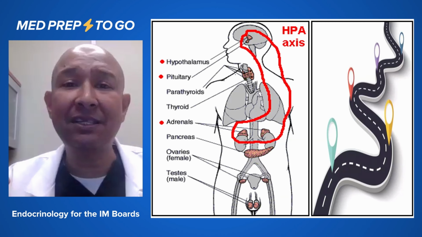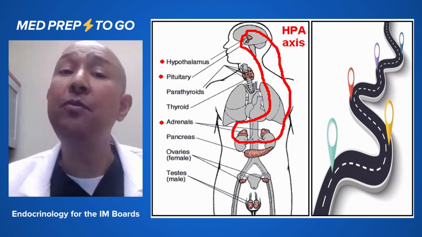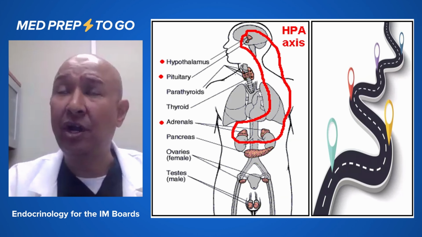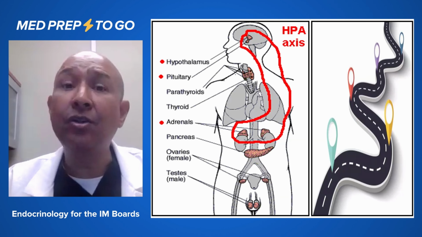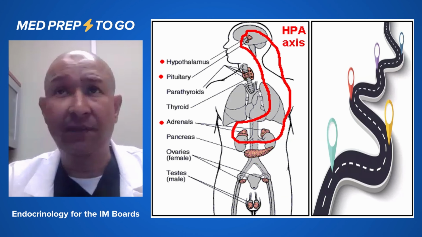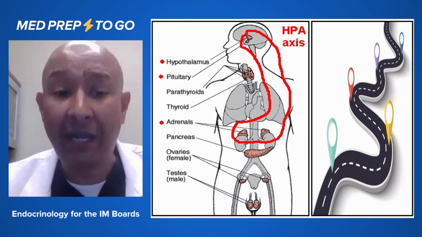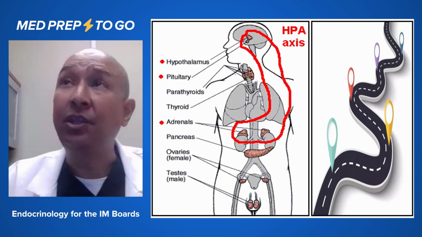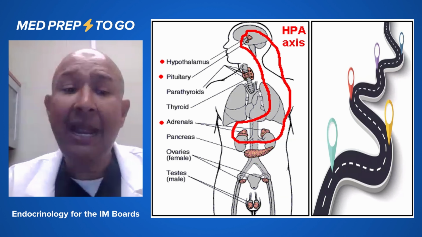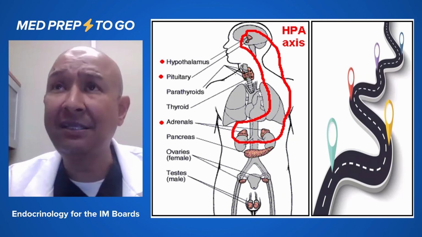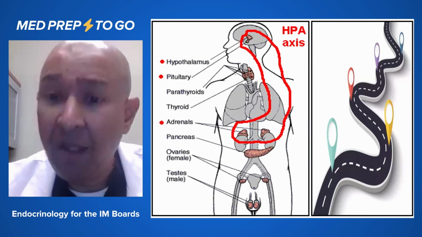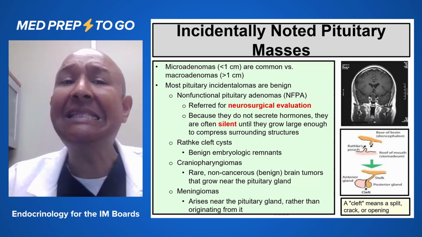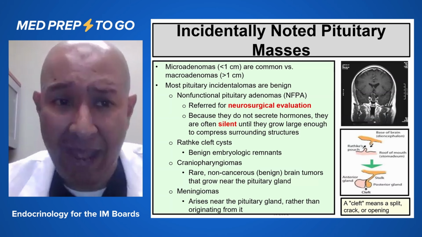And the pancreas is such an amazing organ because it has two main parts to it. It has the exocrine pancreas, which we talk about when we talk about gastroenterology. And it also has the endocrine pancreas. And of course, what are we going to focus on? Diabetes. And like I also mentioned, we need to talk about the ovaries when we talk about estrogen. And in males, we're going to talk about the testes and testosterone. But what I want to do right now is talk about those incidentally noted pituitary masses.